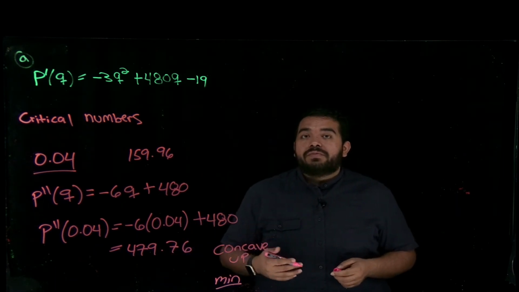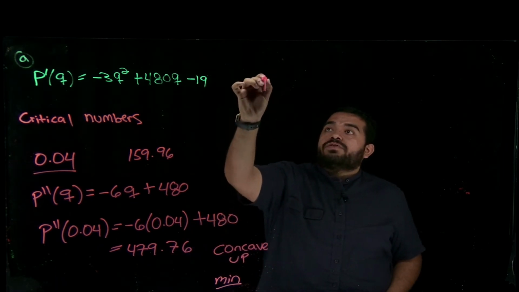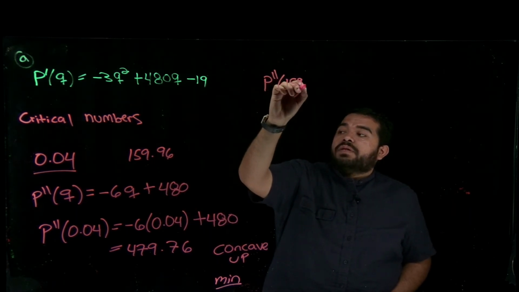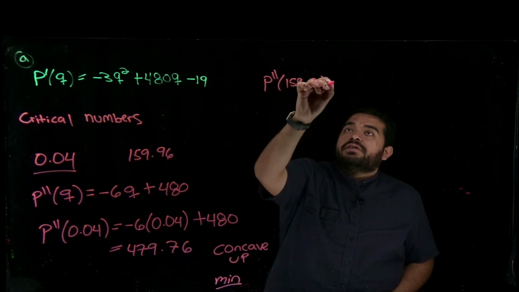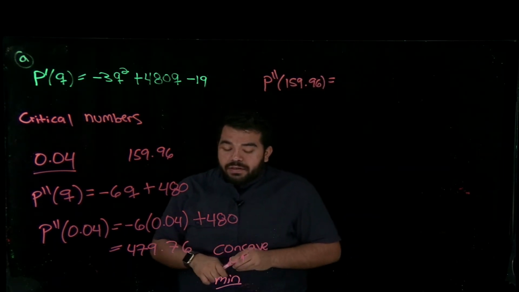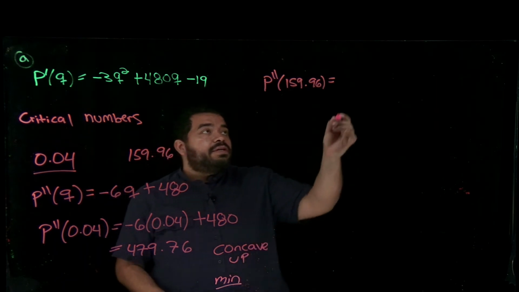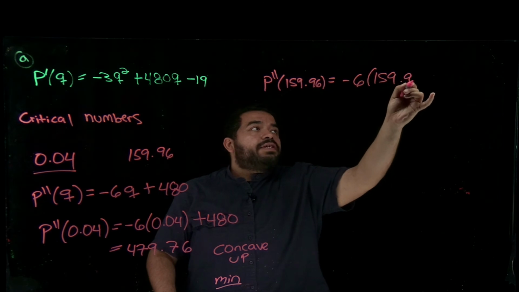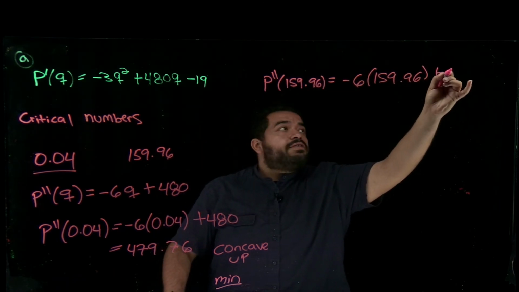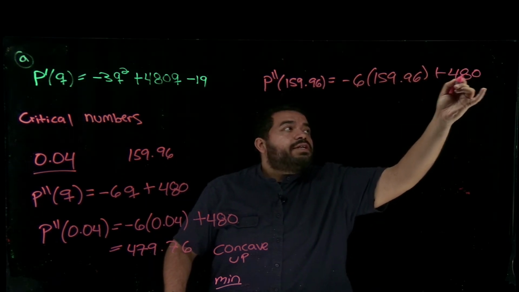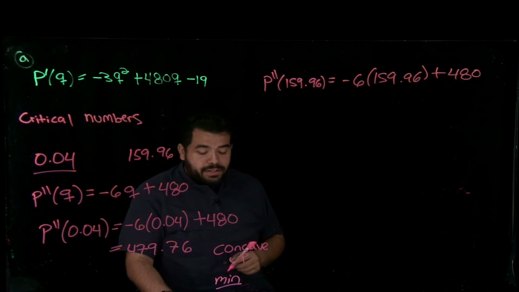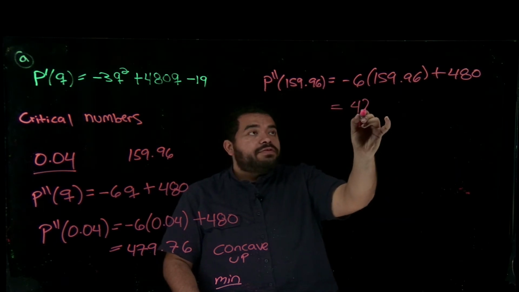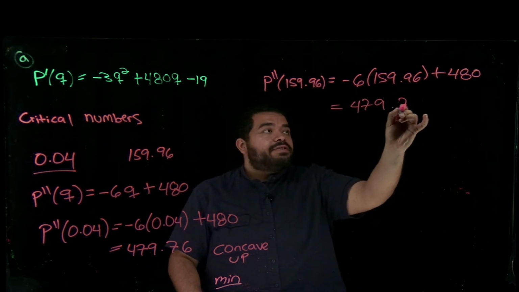So to check that again, we use the second derivative test. So we're going to go ahead and plug this into the second derivative, 159.96. So everywhere I see a q, I will go ahead and write that down. So 6 times 159.96 plus 480. By plugging this into your calculator, I have 479.76.